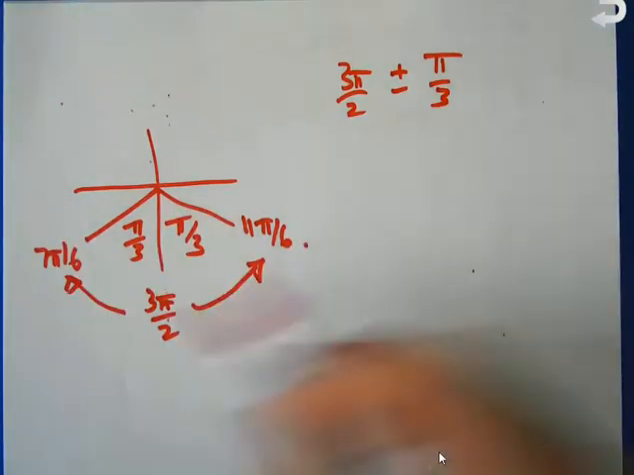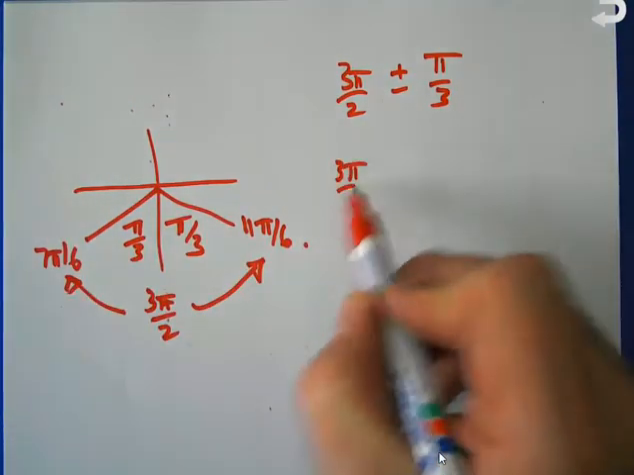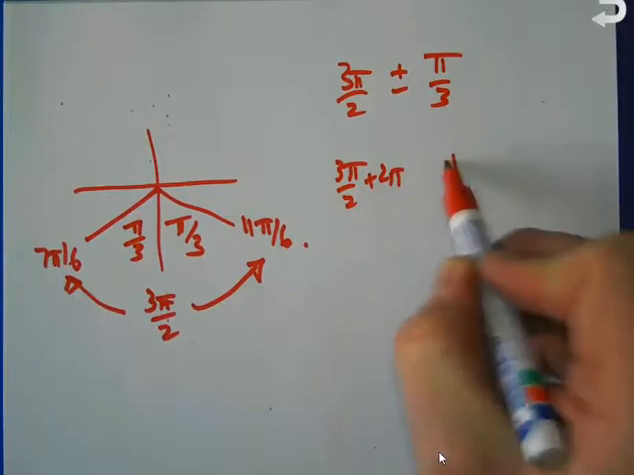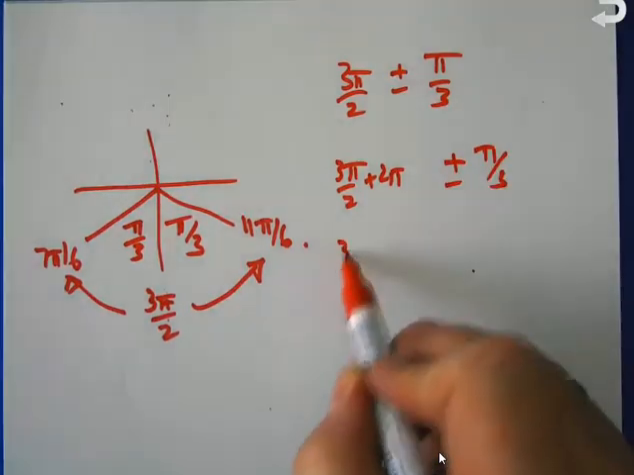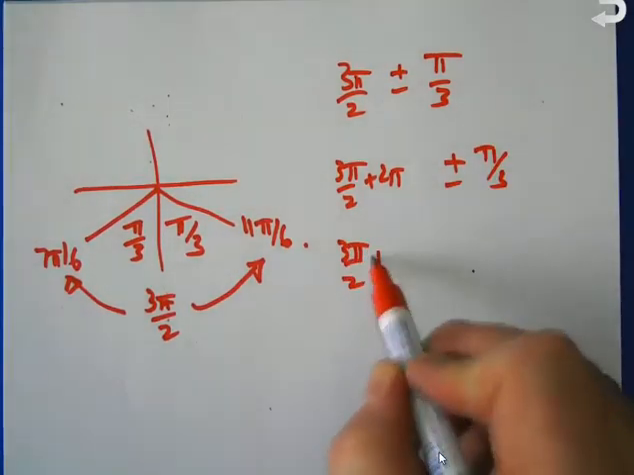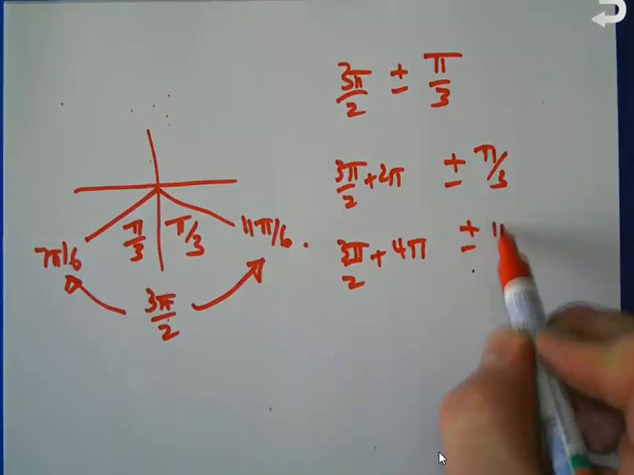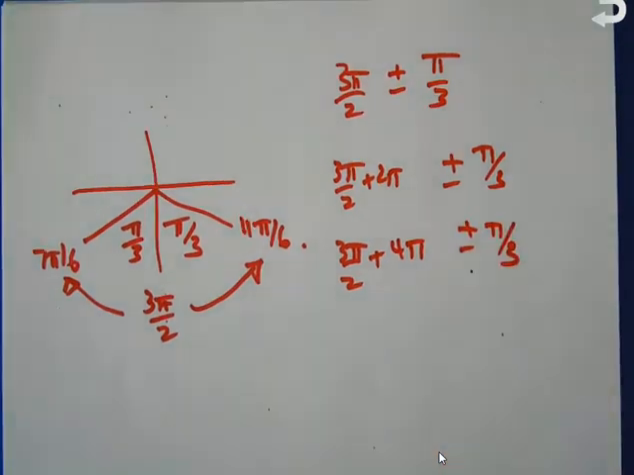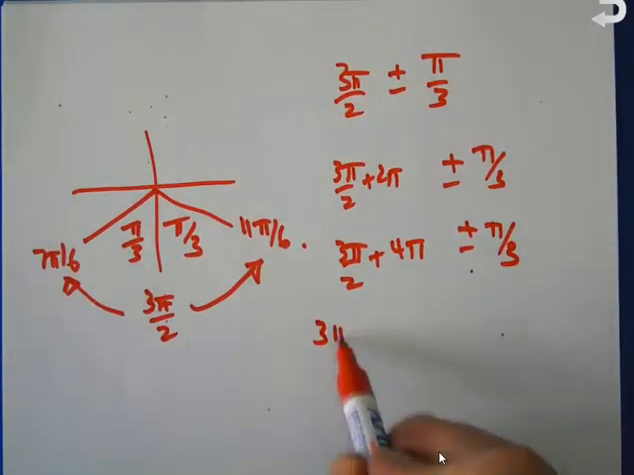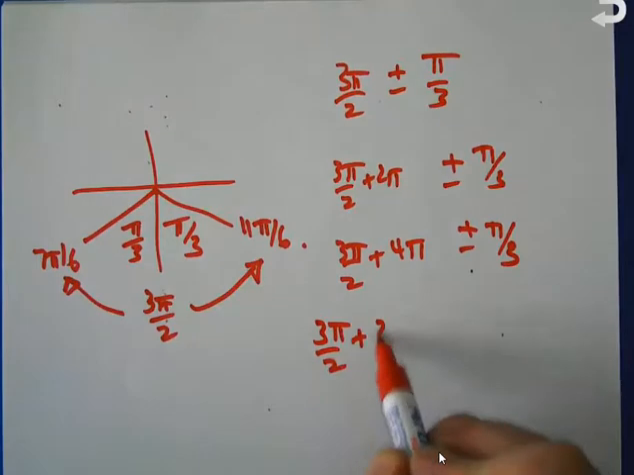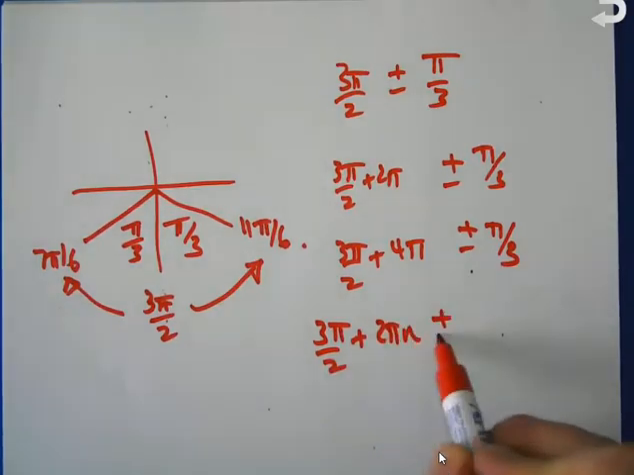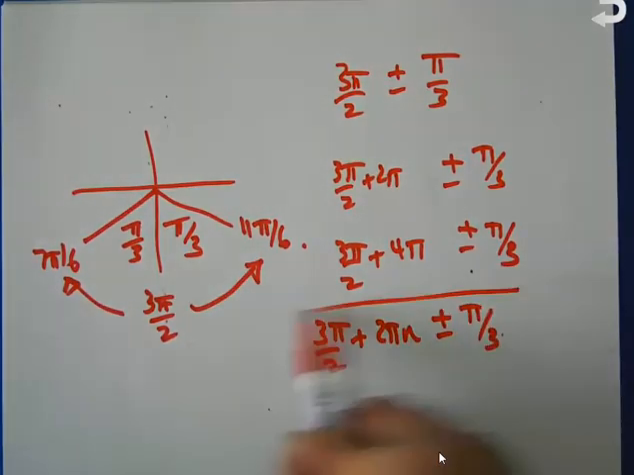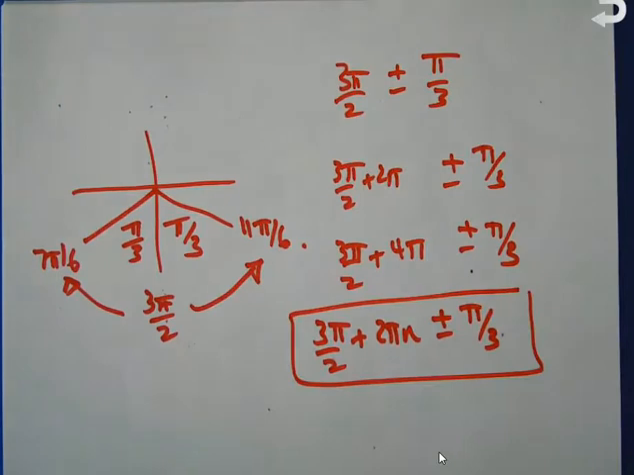Going around again, that's going to be 3 pi on 2 plus 2 pi plus or minus pi on 3, then 3 pi on 2 plus 4 pi plus or minus pi on 3. So I could come up with a general rule of 3 pi on 2 plus 2 pi n plus or minus pi on 3 as being a general rule for those particular values.